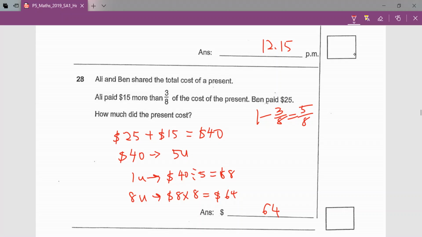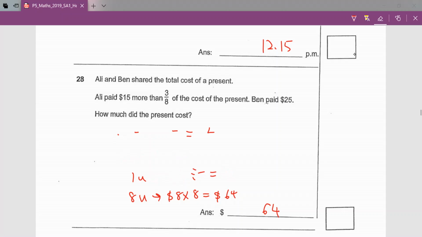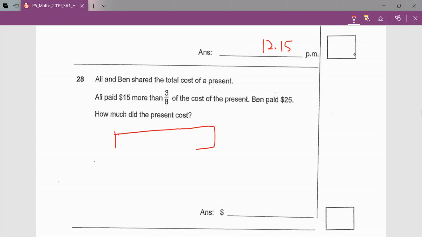If you were to solve this using another method, which is the model method, let's see how we can solve it. So you have 8 units. Here's 8 units, right?